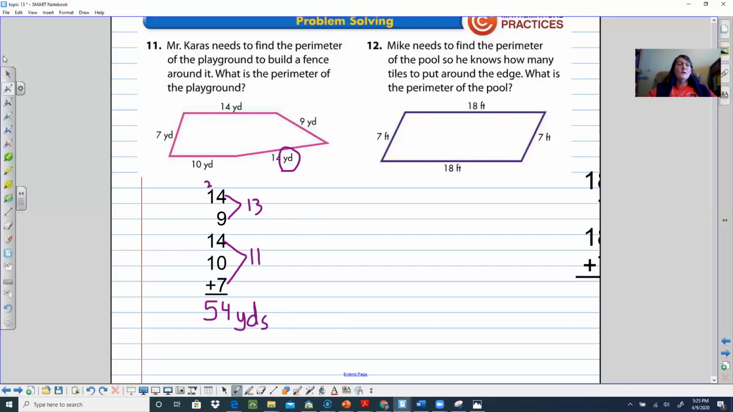Okay, number 12. Mike needs to find the perimeter of the pool, so he knows how many tiles to put around the edge. What is the perimeter of the pool? Perimeter is around, perimeter is around. Oh, oh, don't you know, perimeter is around. You add up all the sides, oh, oh, don't you know, you add up all the sides.